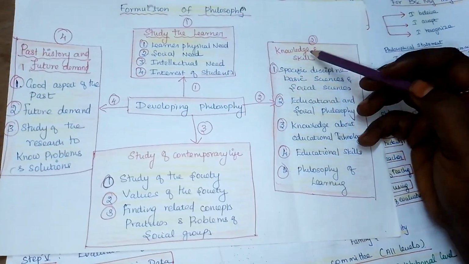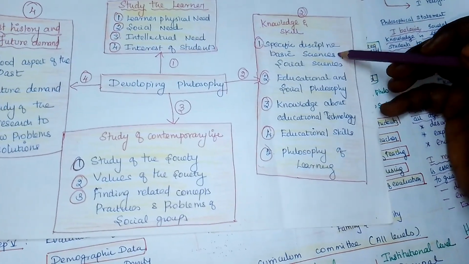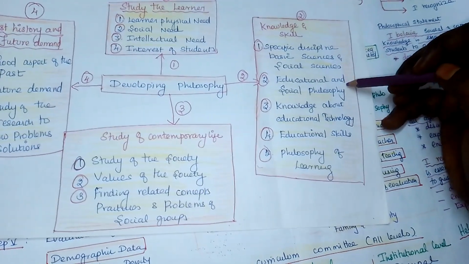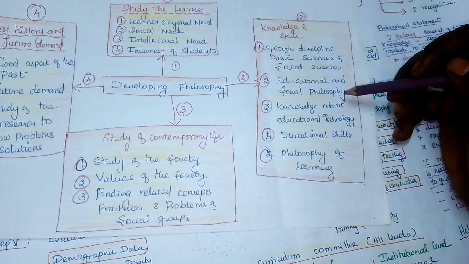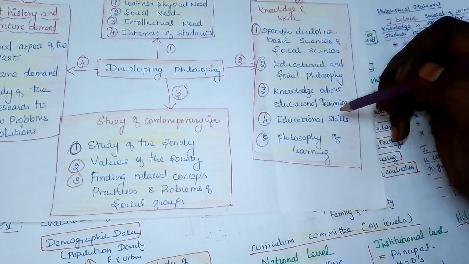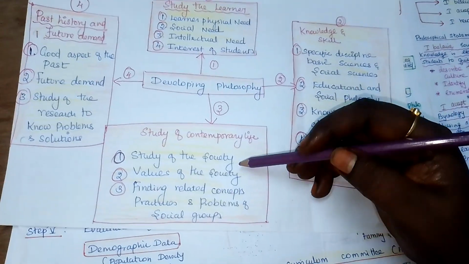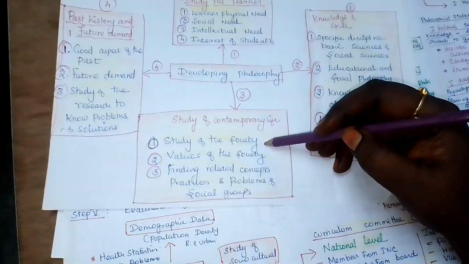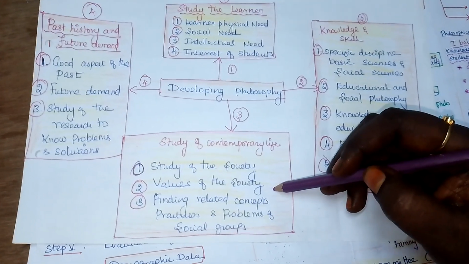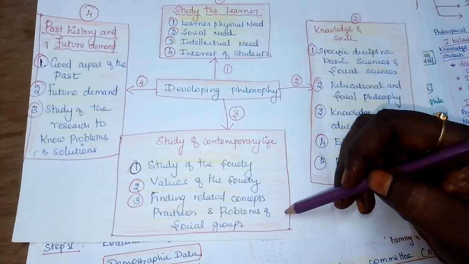And the knowledge and skill. That particular course does need some knowledge. Is that the specific discipline? Basic science or the social science knowledge. The education and the social philosophy, if you take, and the knowledge about the educational technology. The knowledge about the educational skill and the philosophy of learning. The third one: study the contemporary life. What is contemporary life? The study about the society, the values of the society, finding the related concepts about the particular problems of social groups.